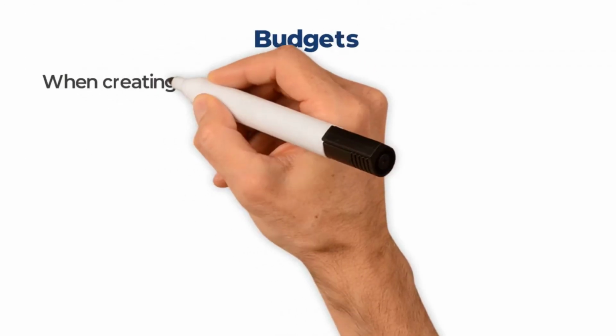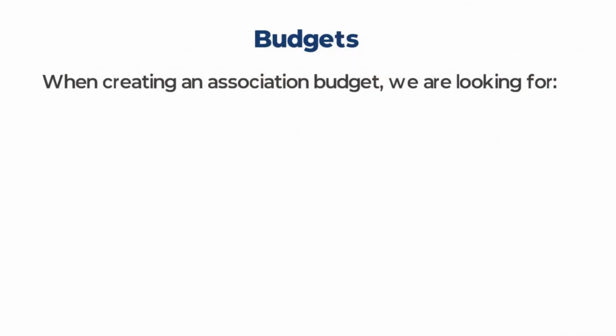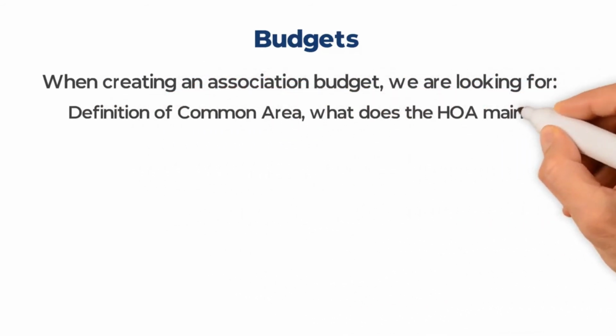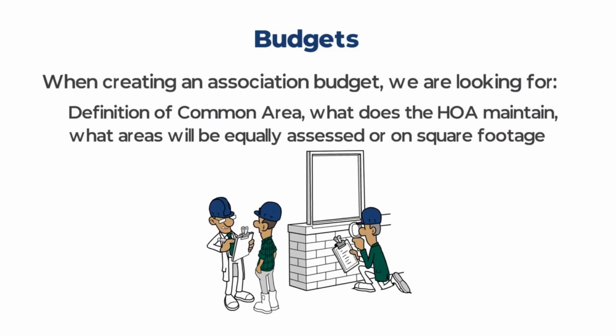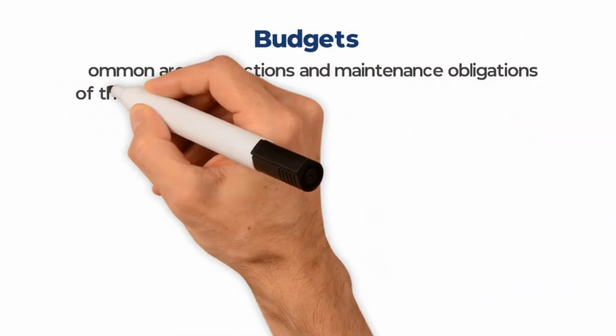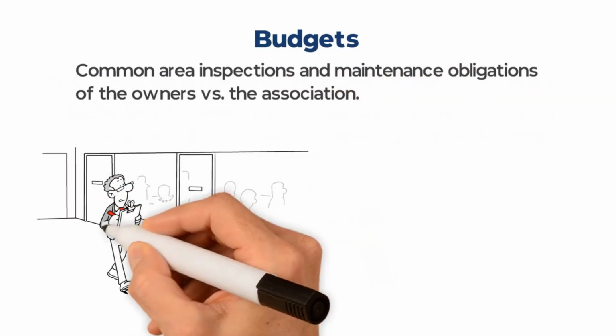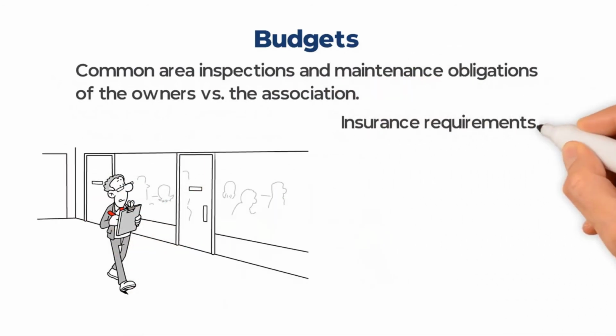Budgets. When creating an association budget, we're looking for a definition of common area. What does the HOA maintain? What areas will be equally assessed or assessed on square footage? Common area inspections and maintenance obligations of the owners versus the association. Insurance requirements.